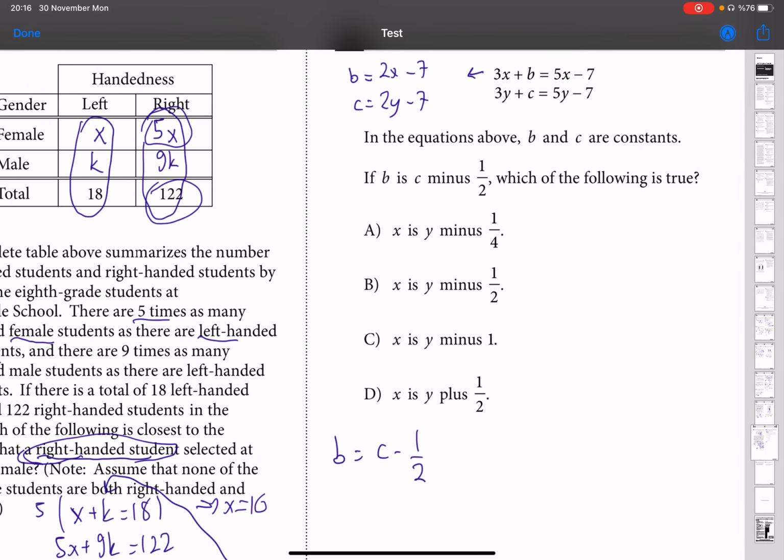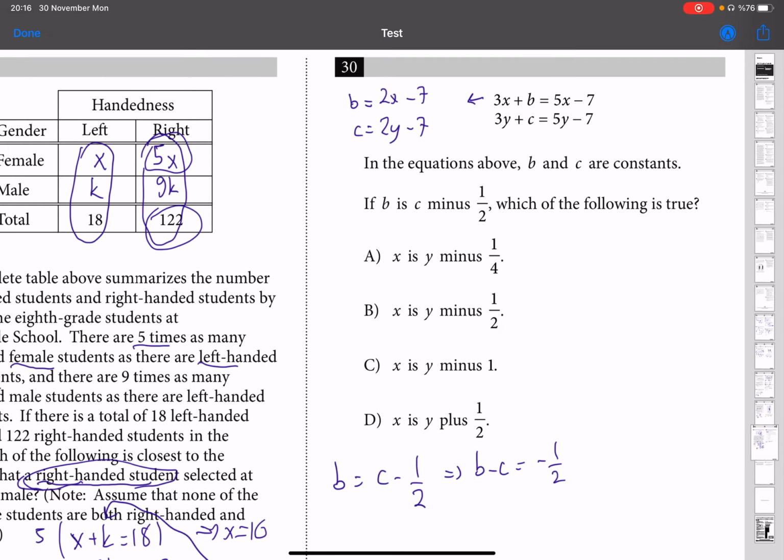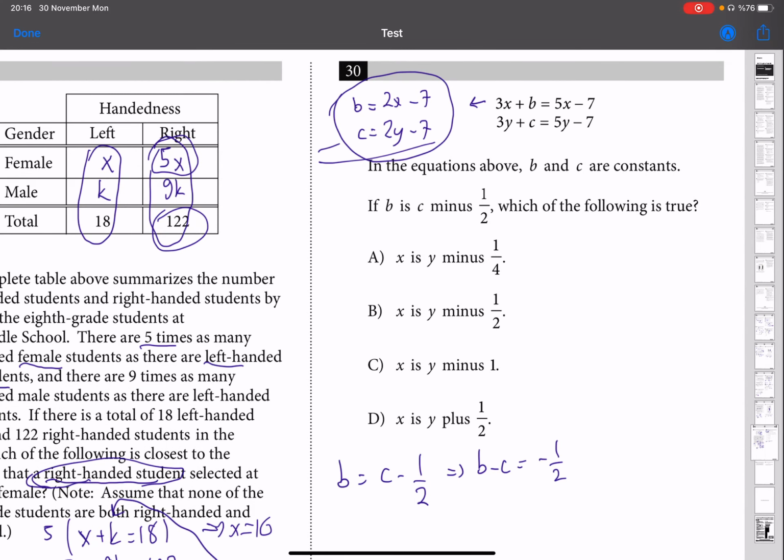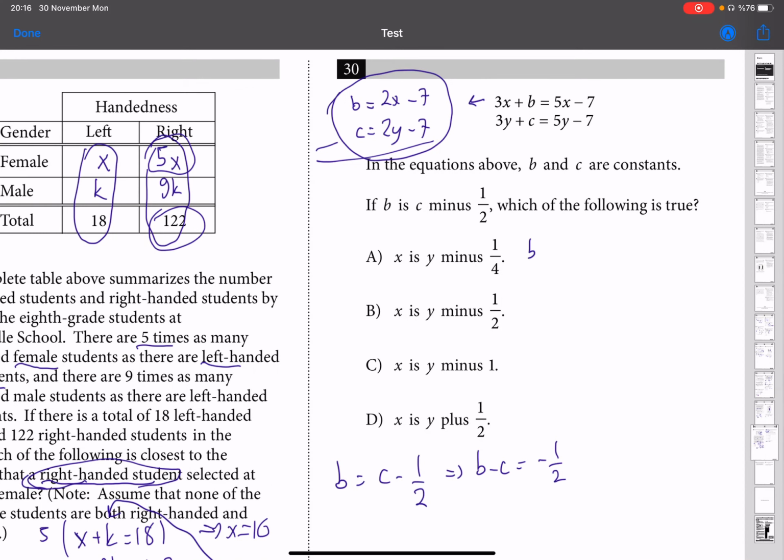So I know from the question that B minus C is minus 1 over 2. By using this, I can find B minus C. I subtract the second equation from the first. B minus C is 2x minus 2y. So 2x minus 2y is minus 1 over 2. Let's divide both sides by 2, so x minus y is minus 1 over 4.